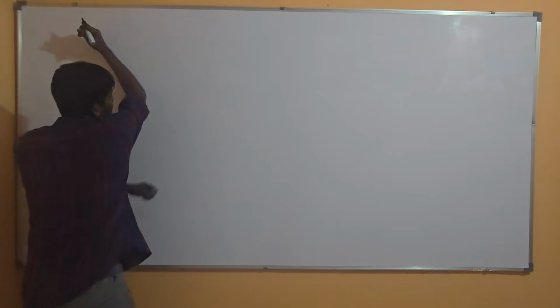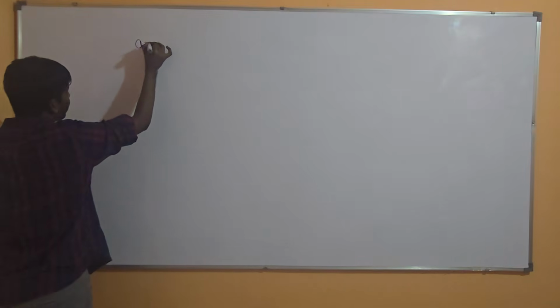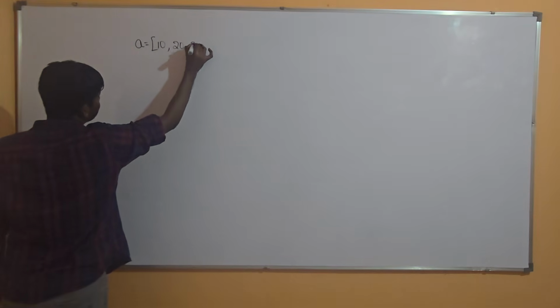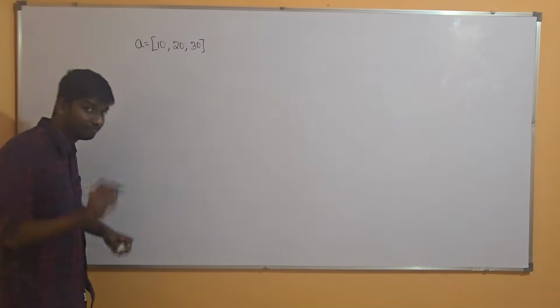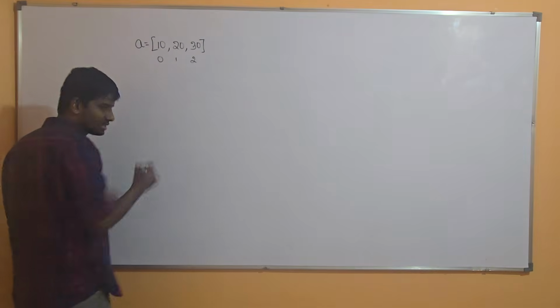Now guys, see the third and important method. Imagine I have my list ready. My list is A equals 10, 20, 30. This is index number 0, index number 1, index number 2.